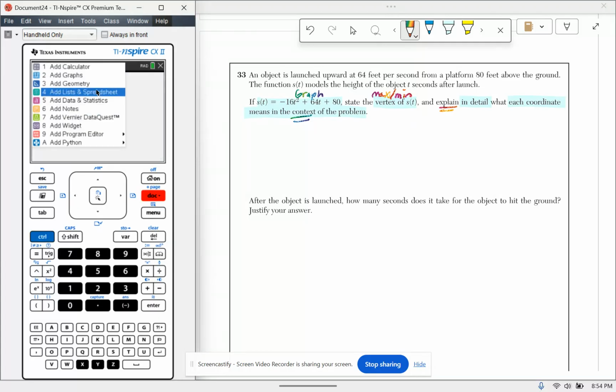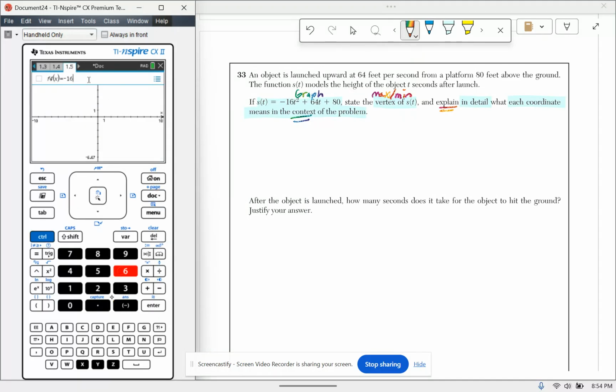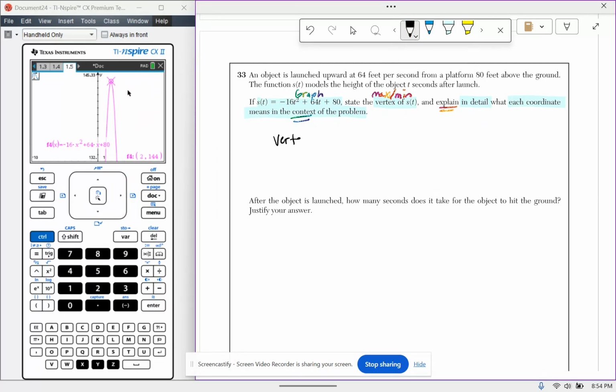All right, let's do it. In my graph, I've got a downward facing parabola. That's going to tell me that this thing is going to have a maximum. Change your t's to x's when you type them into the calculator. And now let's graph trace. Menu 5-3. Menu 5-1. And we need to find the vertex. Oh, it just tells me right there. It's a maximum, and it is 2, 144. I then need to explain in detail what each coordinate means in the context of the problem.